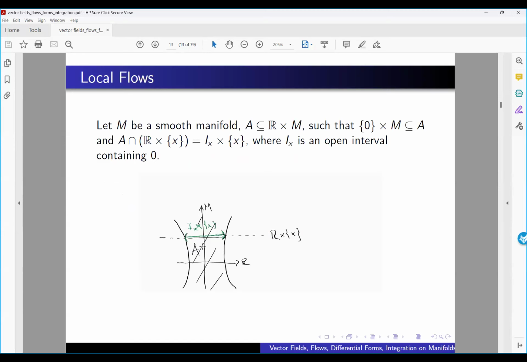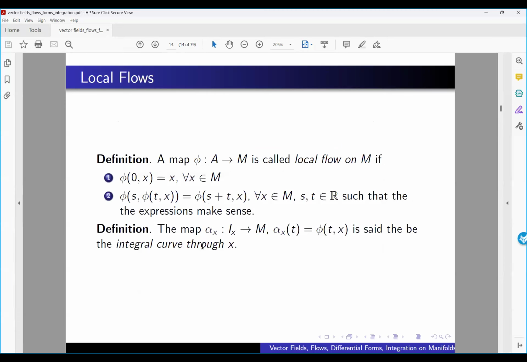And that interval must be an open interval which contains 0. That's an interval of R, right? So if you represent R as a horizontal line and the manifold M as a vertical axis, then A looks a little bit like that. So anyway, suppose that we have a good set on which we define a local flow. If these two conditions hold, then we have a local flow.